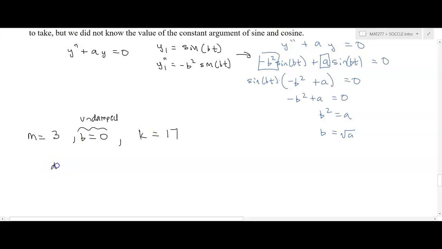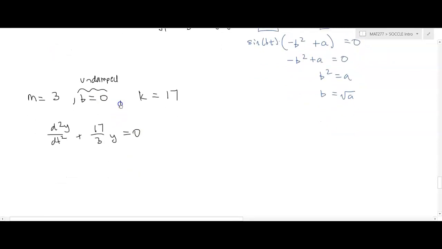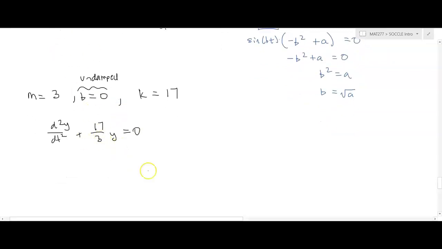So our differential equation is the second derivative plus b over m times the first derivative. Well, it's 0 over 3 times anything to give us 0, plus k over m, which is 17 over 3 times y equals 0. Now we know that it's going to be sine of the square root of 17 over 3 and the cosine of the square root of 17 over 3 t, but let's just say that we wanted to establish that.